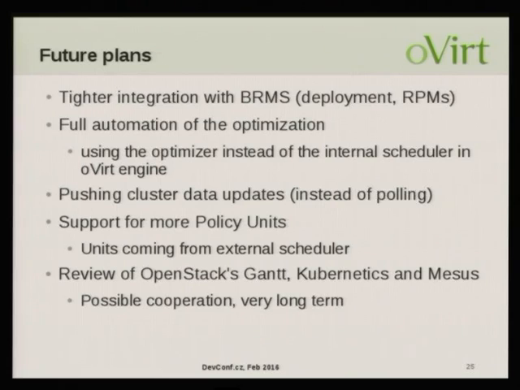Support for more policy units. The internal policy, the drools file, is missing some rules we have in the engine. We don't have them in the optimizer yet. It takes some time to write them and test them, and we just don't have that many developers working on that. Too bad. And we want to review OpenStack Gantt, then Kubernetes, Mesos, all the other projects like that. Because we might be able to work with them and write their own preprocessors for the optimizer, so they would be able to utilize it as well.